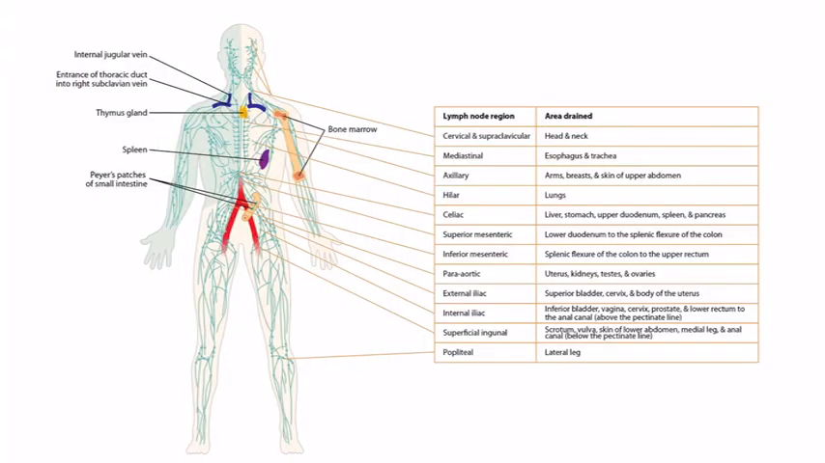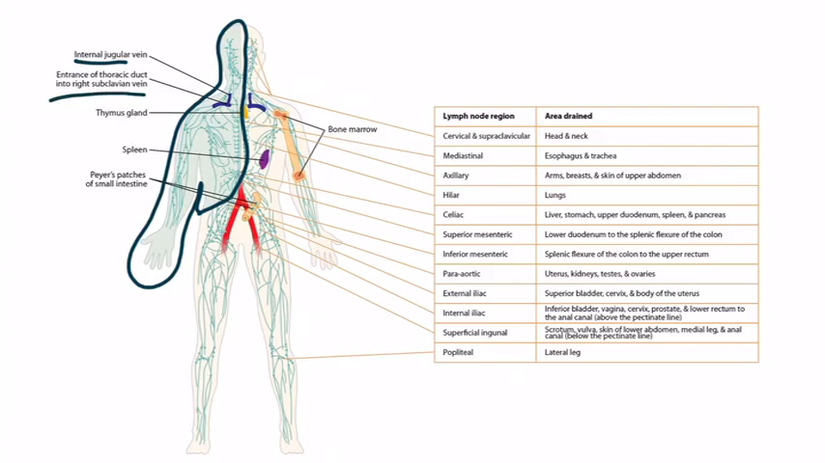Here's a nice image showing the lymphatic system. Before we talk about the table, notice that the top right side of the patient is highlighted right here. This is because this part of the lymphatic system drains into the junction between the right subclavian and internal jugular vein. So we can see the internal jugular vein right here, and we've labeled the entrance of the thoracic duct into the right subclavian right here.